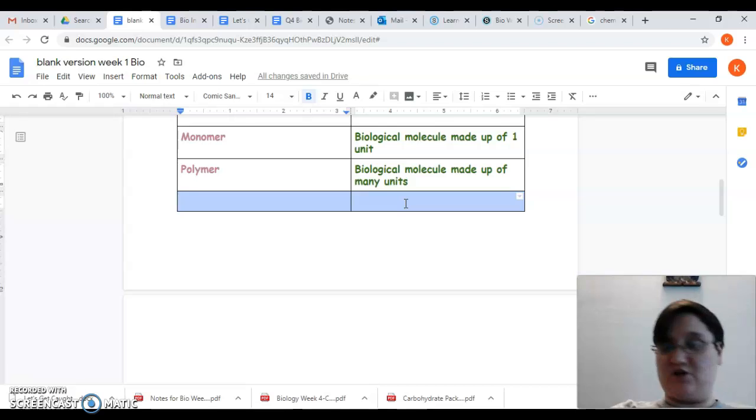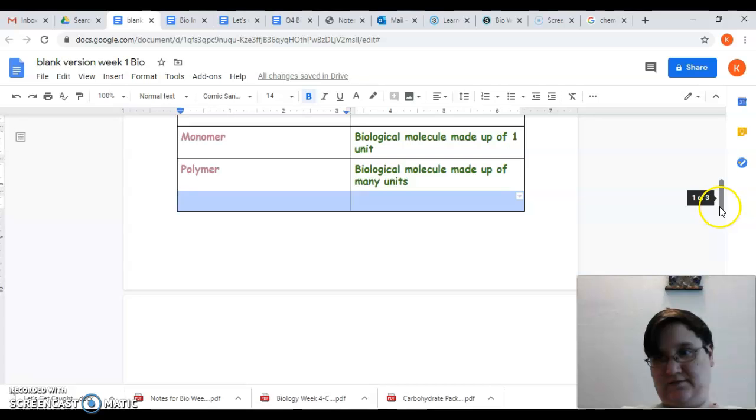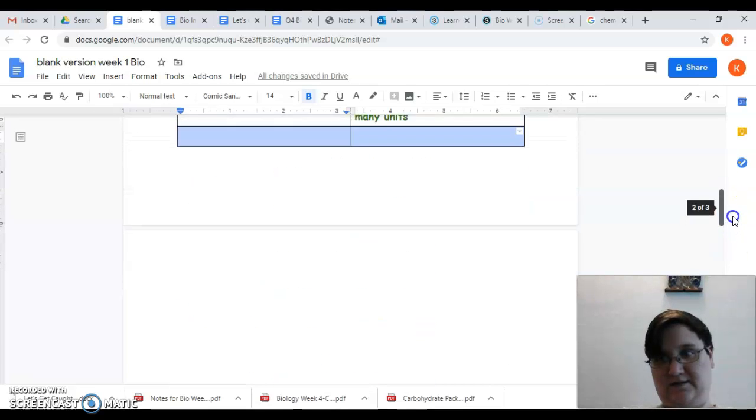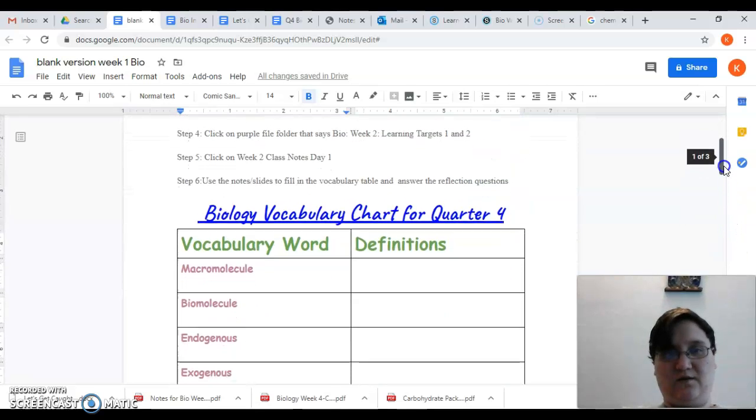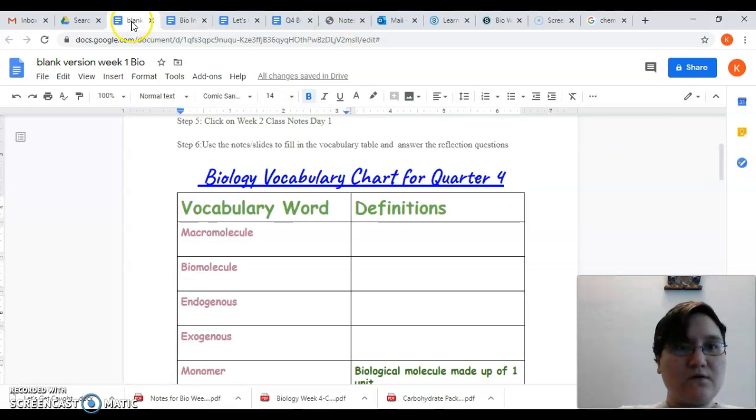So I'm going to Control C. I just did Control C for copy. Now I'm going to Control V for paste. See if anything happens here. It didn't happen. Oh, and I'm in the wrong thing. Boo! Hold on.